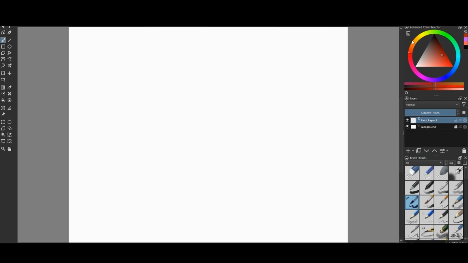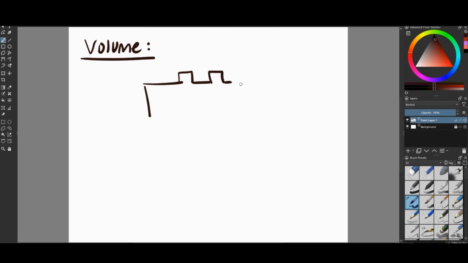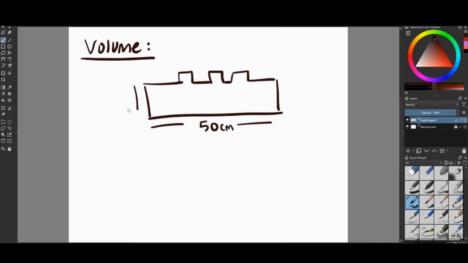For example, let's say we have a giant Lego block and it is 50 centimeters in length. That would be down here, our length, 50 centimeters. We have a height of 10 centimeters, and then a width. If I drew this as a block, kind of a rough sketch here, the width would be here, 8 centimeters.